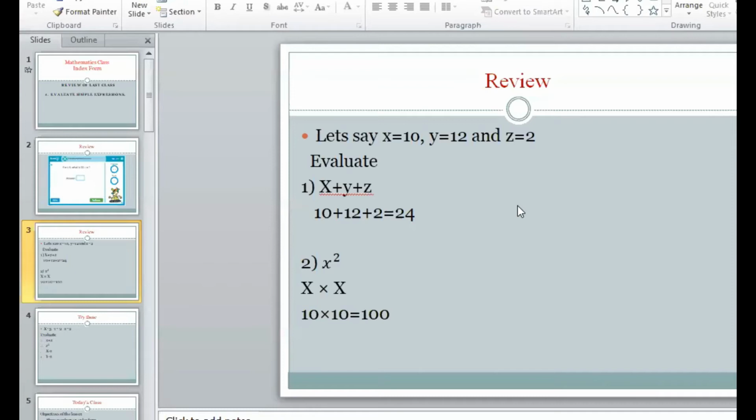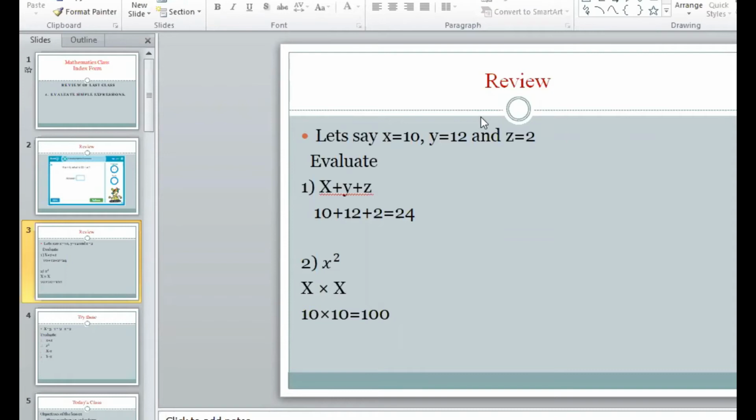Right? You understand how I got that? Yes, miss. Good. X square now. X is 10. And X square means X times X, or X by itself, not X times 2. So 10 times 10 is equal to 100.